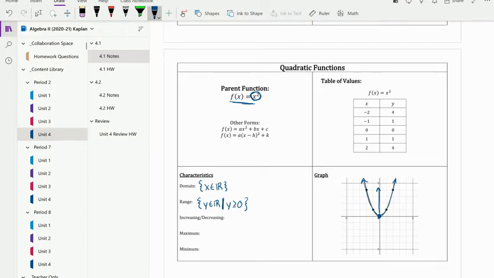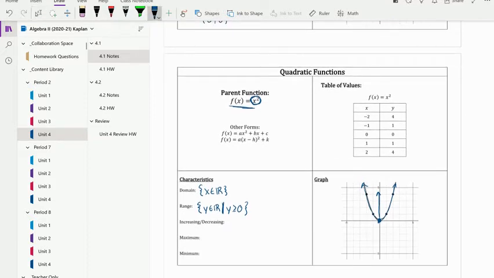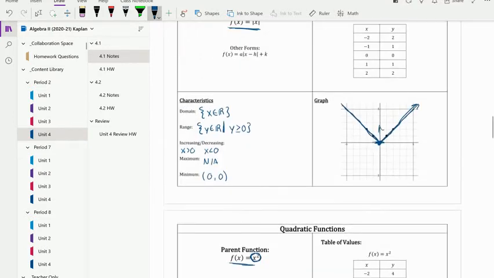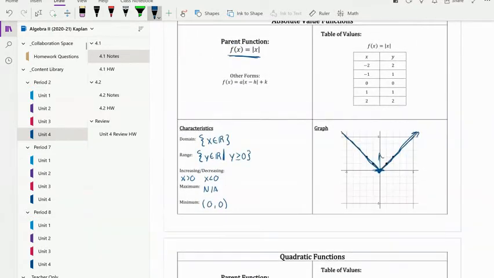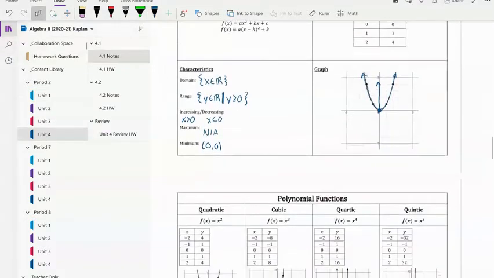This is, again, very similar to the absolute value graph if we're comparing these. Notice it's increasing when x is positive or when x is greater than 0, and it's decreasing when x is negative or when x is less than 0. Okay, again, no maximum point, right? There's no top of this graph here, but there is a bottom, if you will, a minimum point. That point would again be 0, 0. So a lot of similarities between the quadratic and the absolute value. The absolute value ends up looking a little more like a V. The quadratic is a little bit more like a U.